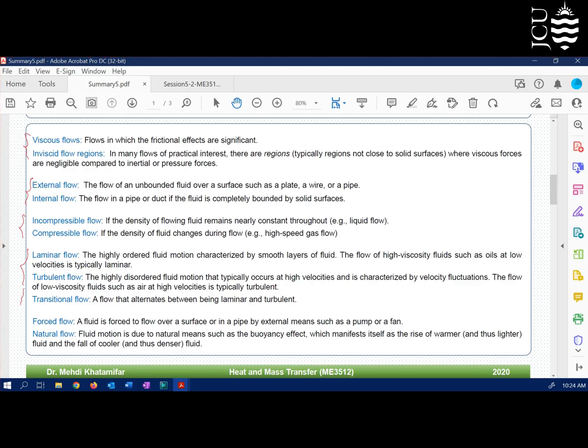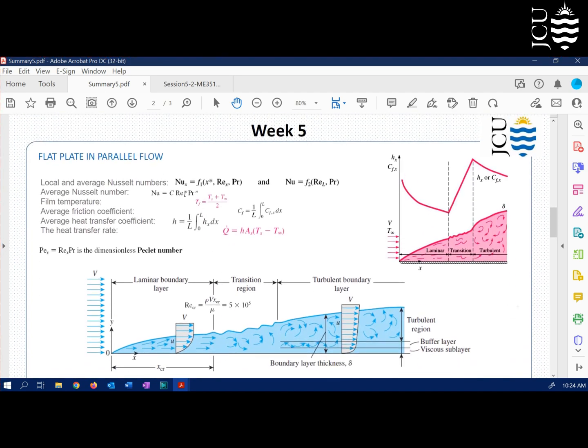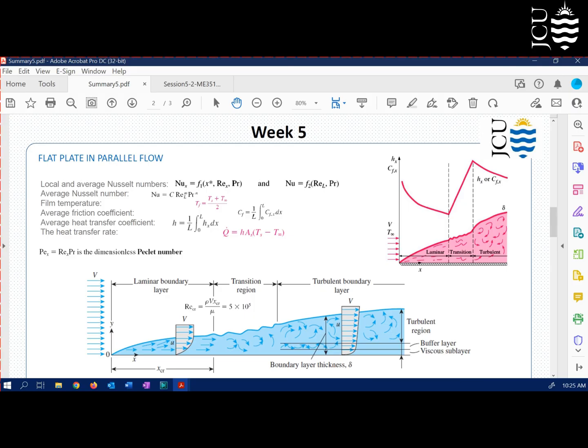Transitional flow is the area between laminar and turbulent, which has the characteristics of both sides, laminar and turbulent. Forced flow and natural flow: when we have a fan or pump, we have forced flow. Natural flow is just flow movement because of the density difference or temperature difference. Okay, then we get into a little bit more detail about the Nusselt number and what is happening with the flow.